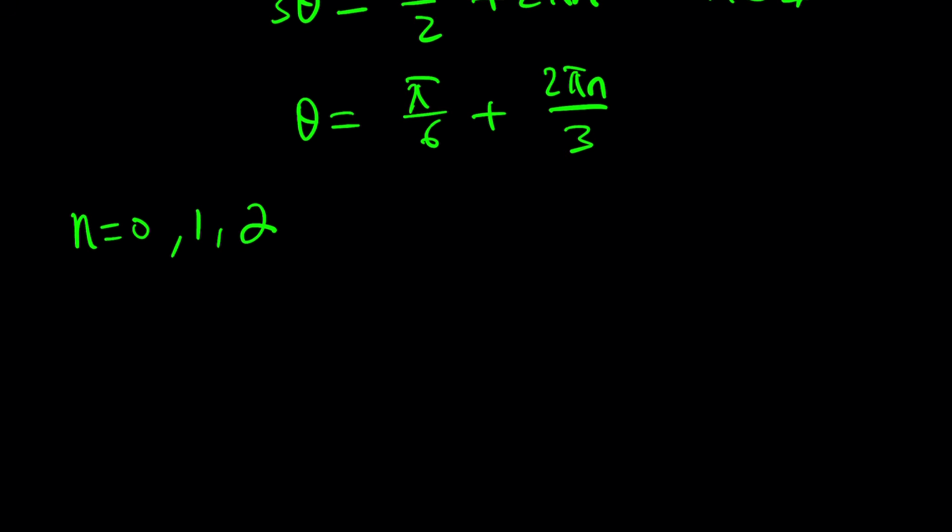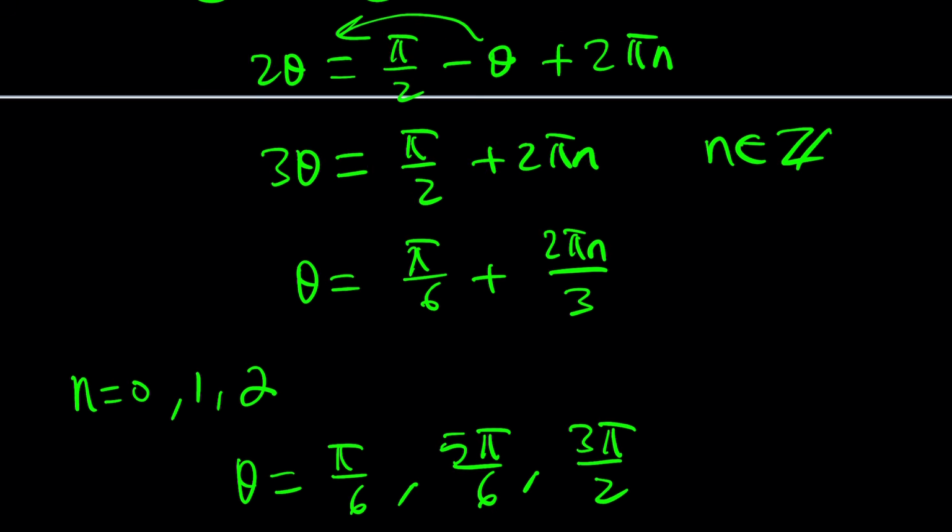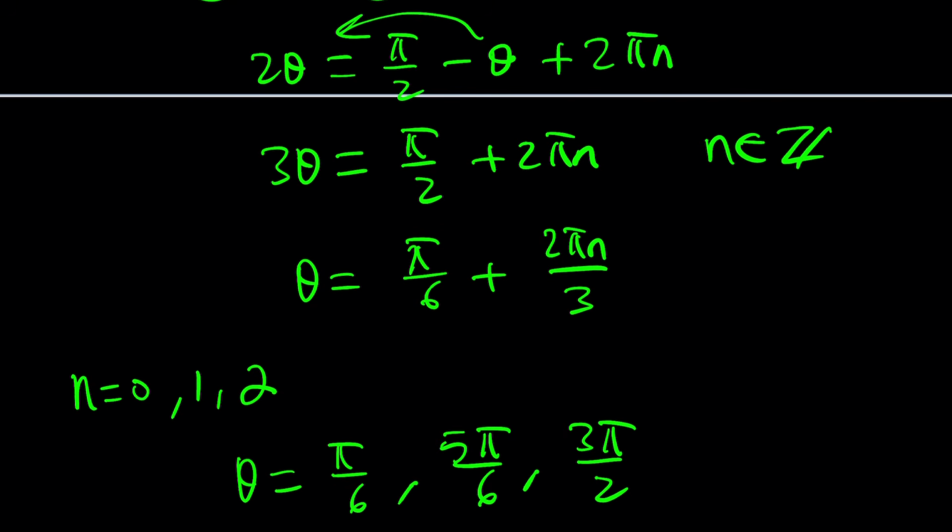Let's take a look at each one. If n is equal to 0, theta is going to be π/6. If n is equal to 1, you're going to get π/6 plus 4π/6, which is 5π/6. And then you're going to get 9π/6, which is 3π/2. So we got three angles for our argument.